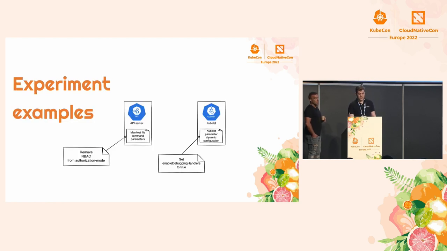So what is an experiment exactly? When we're talking about API server, let's say there are authorization mode parameters, and it's only relevant for those who use self-managed Kubernetes. But for example, there's this small parameter called RBAC. Do you know what would happen to your cluster if you removed it? You're welcome to try with my tool.